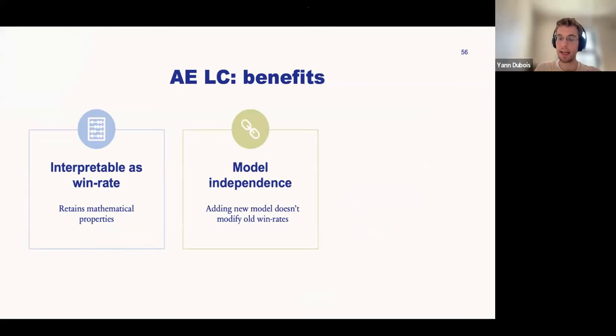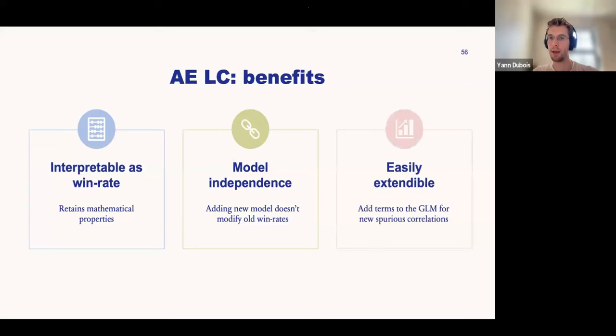What I mean by this is that every time you add a new model, you have to train a new GLM, but you don't need to retrain the GLMs or the AlpacaEval length control win rates for the other models on the baseline, which means that every time someone submits a model, you're not changing the win rates of the other models, which would be pretty annoying in academia.